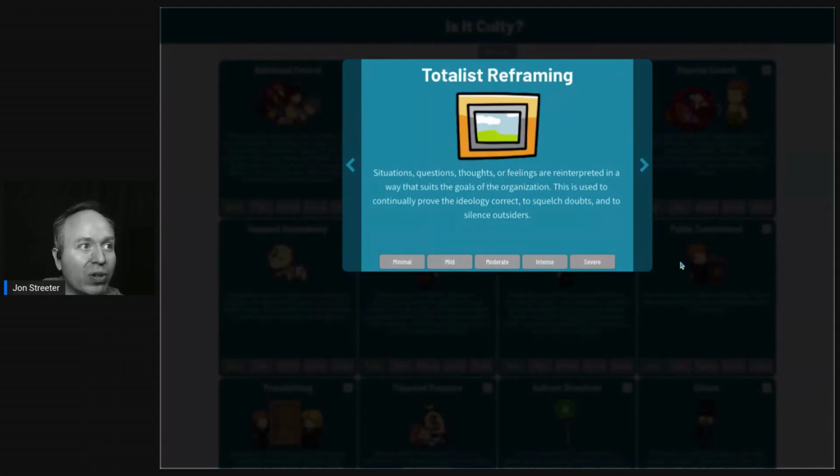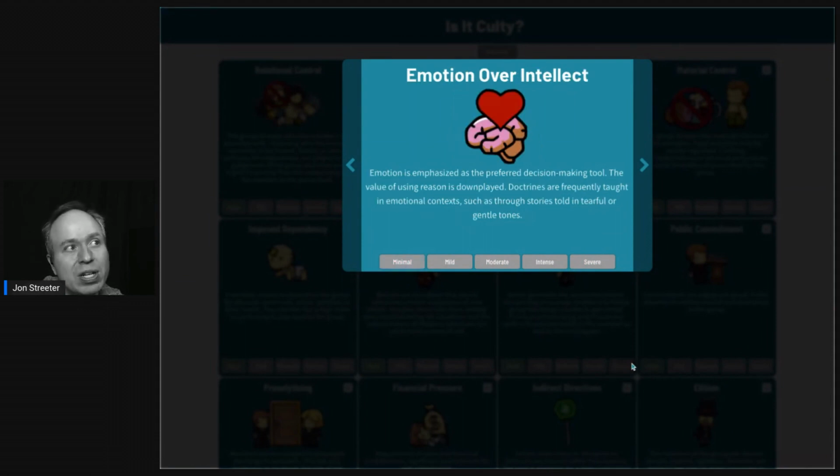So what score do you give it? Minimal again. Okay. Emotion over intellect. Emotion is emphasized as the preferred decision-making tool. The value of using reason is downplayed. Doctrines are frequently taught in emotional contexts, such as through stories told in tearful or gentle tones. It's the opposite there, because they try to, I'm not sure if I can phrase this in the best way, but they try to make it so you leave all your baggage from the world at the door and just focus in on what you have to work on. And that's more of using your brain than focusing on emotions, as far as I know. I would say minimal.